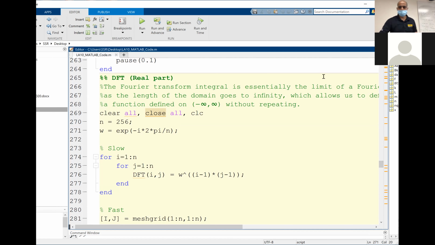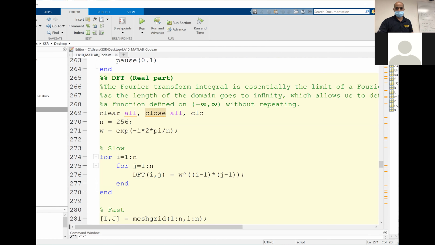So if you run, let me see something in the chat window. Yes, I'm not just talking about the whiteboard, I'm talking about the MATLAB script. The Fourier transform is related to the Fourier series. If you were to take the limit of the Fourier series and extend the domain from minus infinity to plus infinity, the integral that you get is nothing but the Fourier transform. That is how the Fourier transform is related.